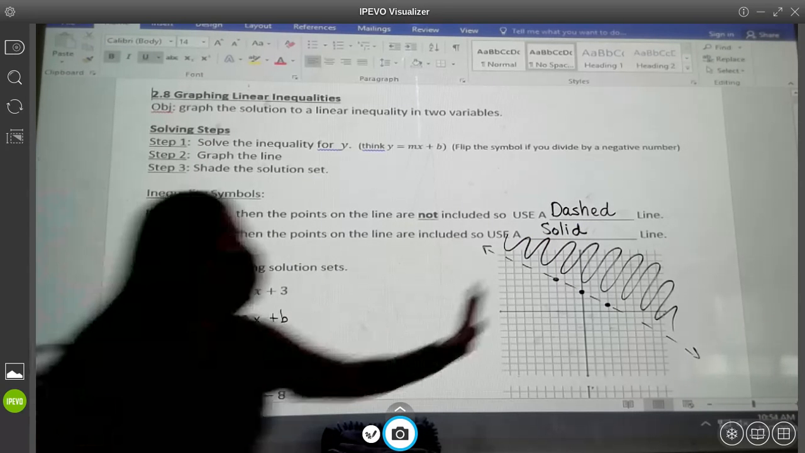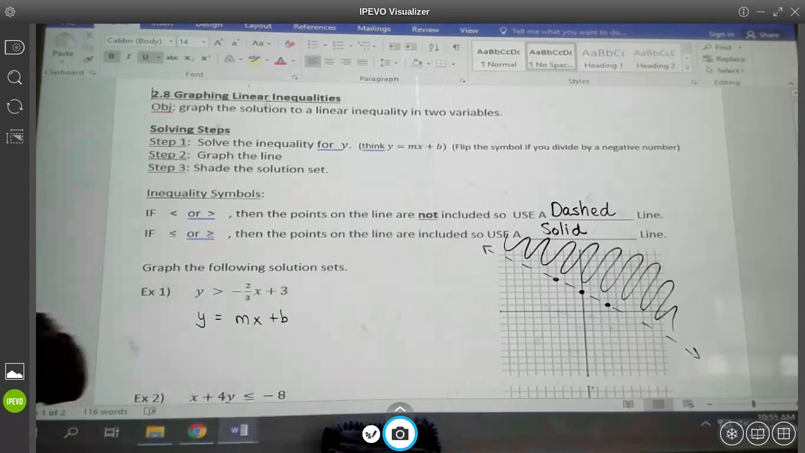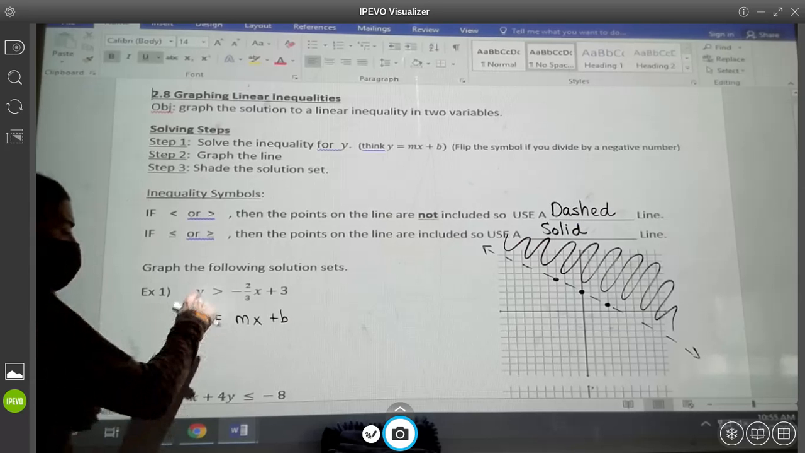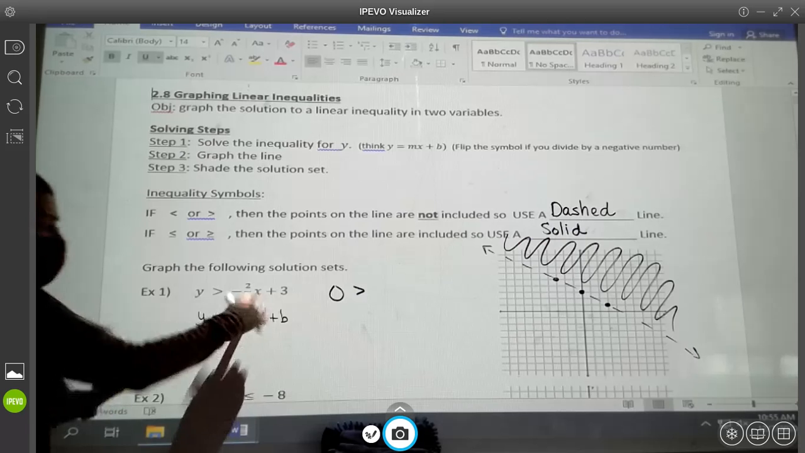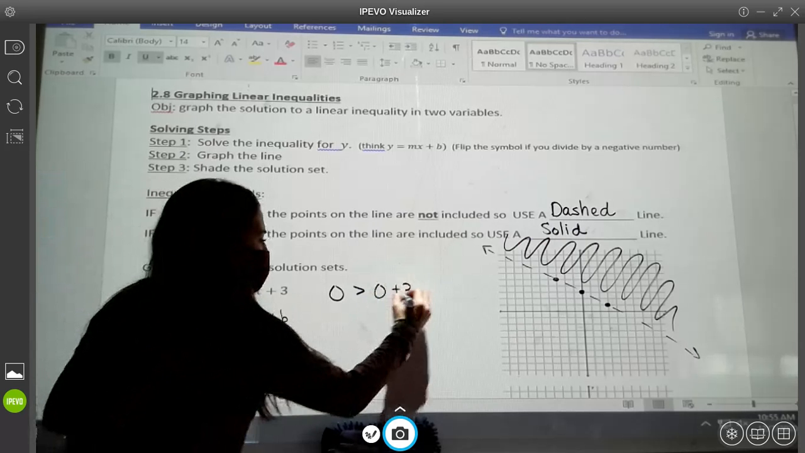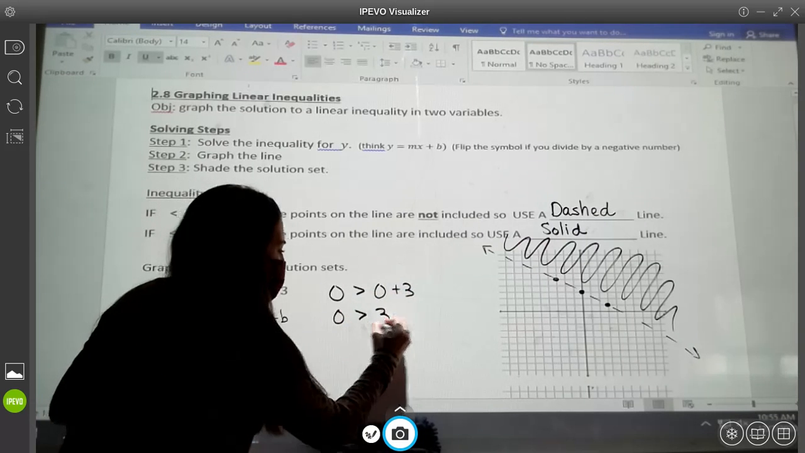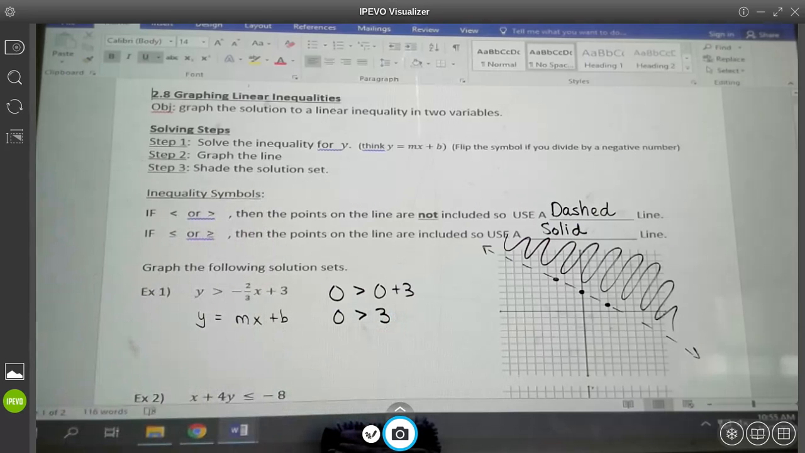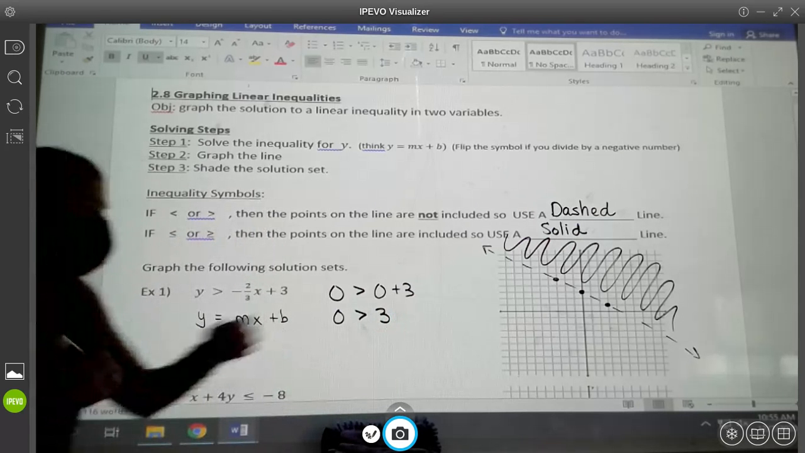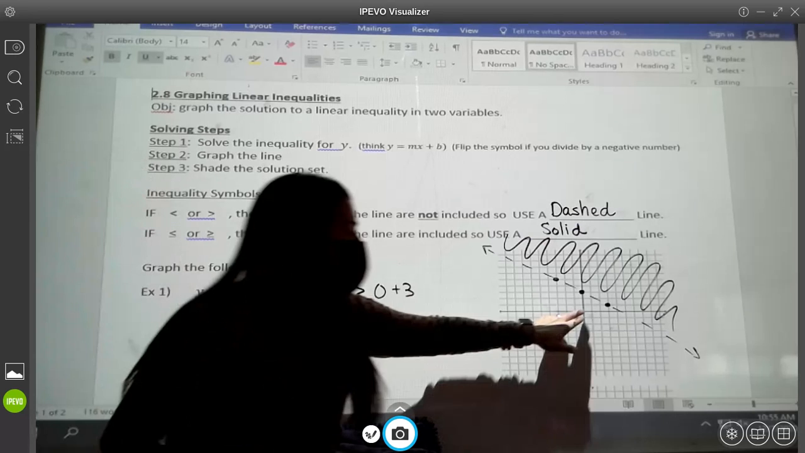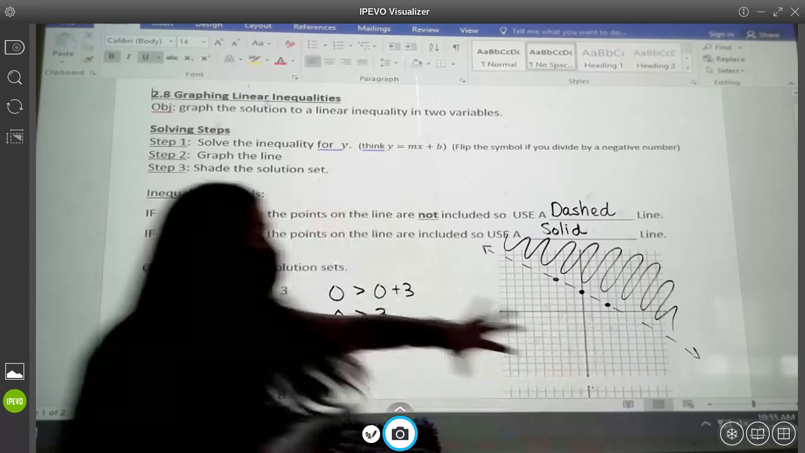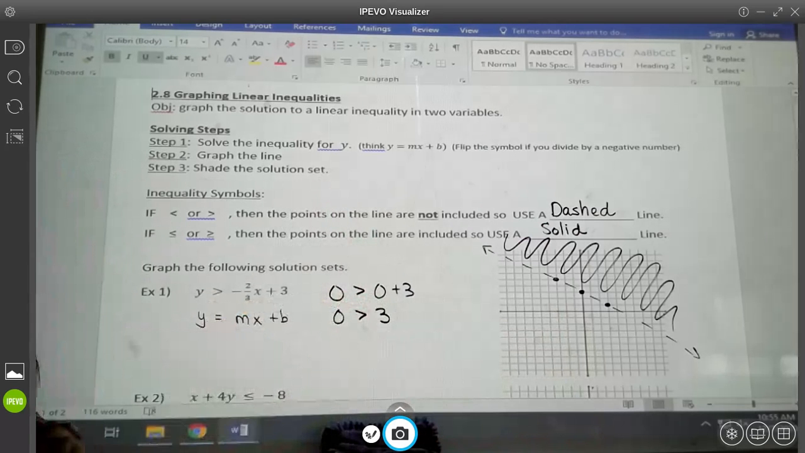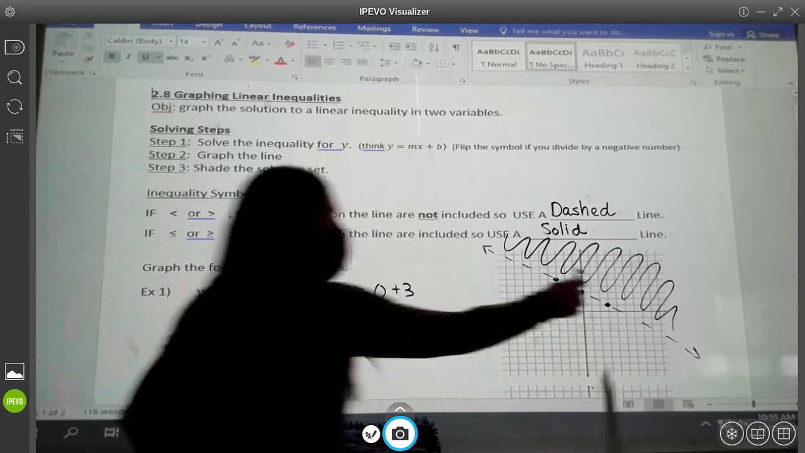Plug 0, 0 in. 0 greater than negative 2/3 times 0 is 0, and then plus 3. Is 0 greater than 3? No. 0 is less than 3. But it's good that it doesn't make it true, because it's not on the side that we shaded on, so it's not an answer to this problem. So it shouldn't make this inequality true. All right? And then again, if you wanted to pick a point that was in the shaded area, plug it in. I'm telling you right now, it's going to make your inequality true.